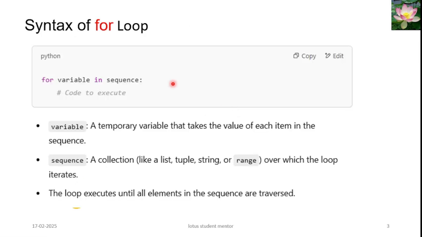Now, the syntax of the for loop is: for variable in sequence. The sequence can be a list, a tuple, a string, or a range. What is the variable? The variable is a temporary variable that takes the value of each item in the sequence. The sequence, as I mentioned, is a list, tuple, string or range, over which the loop iterates. The loop terminates when all the elements in the sequence are traversed, in the case of a list, tuple or string. Whereas in the case of a range, it is traversed until the condition is fulfilled. When the condition is completed, the for loop terminates.